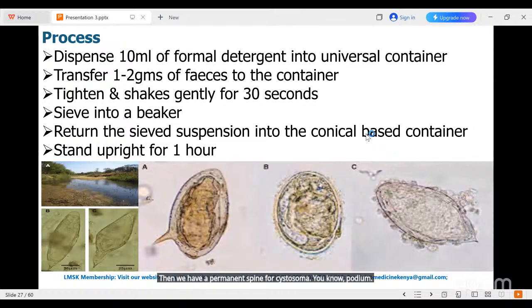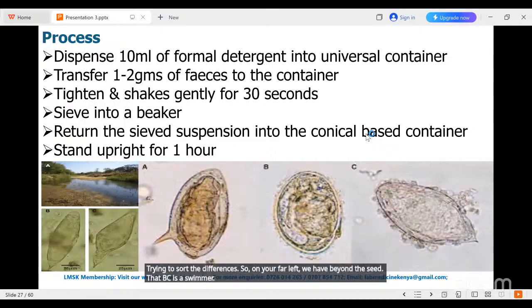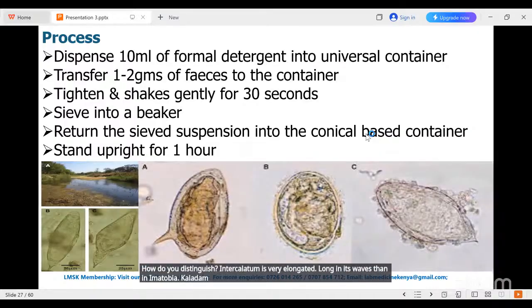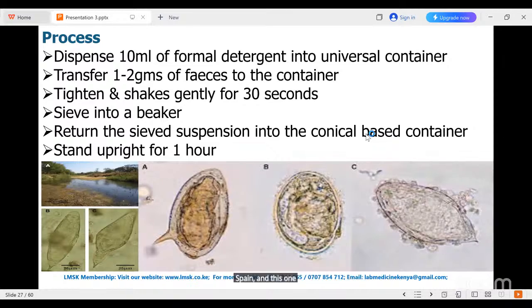The far end here, these are Schistosoma intercalatum and haematobium, trying to show the differences. On your far left, we have B and C. B is Schistosoma haematobium. Then C is Schistosoma intercalatum. Intercalatum is found in stool, haematobium in urine. But in a contamination situation, you can see all of them. How do you distinguish? Intercalatum is very elongated, longer in size than haematobium. Intercalatum has a very sharp spine, and this one for haematobium is blunt. Intercalatum has a curved spine. The spine is sharp and at the far end it's curved, which is very straight for haematobium.